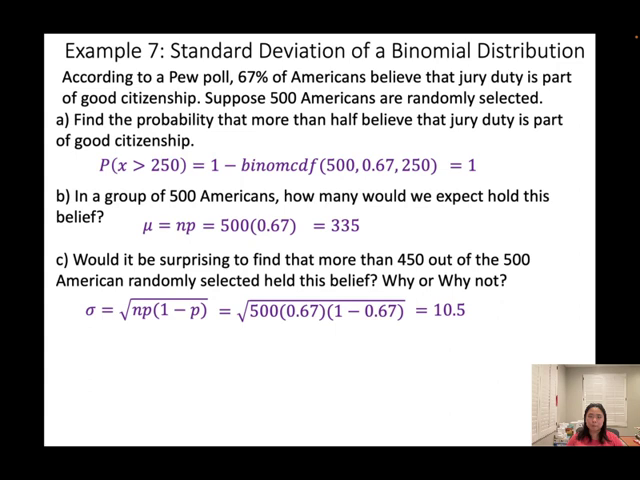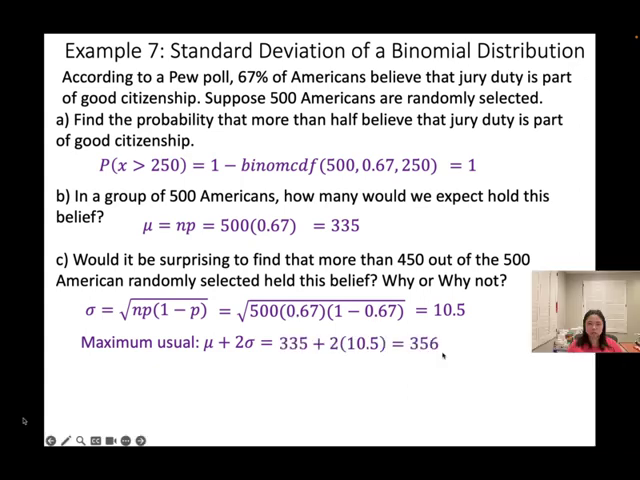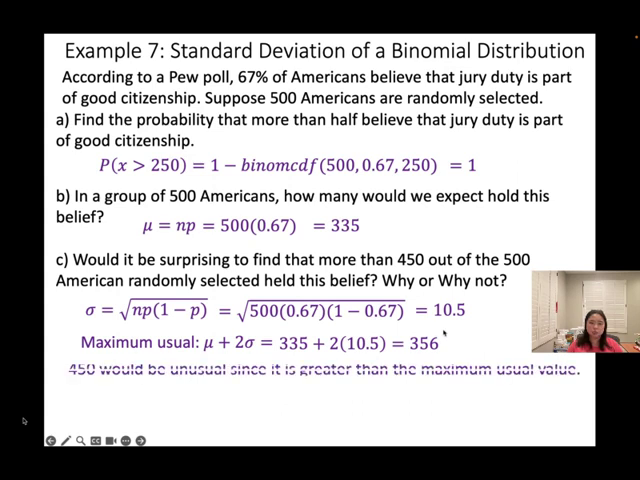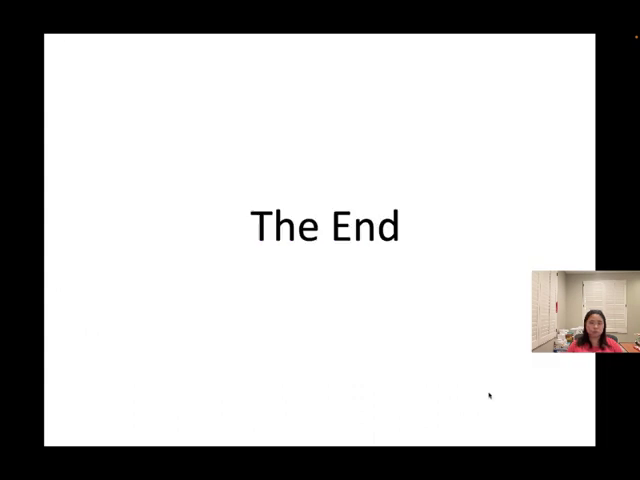Now we want to find the maximum usual because 450 is really, really close to 500. Maximum usual, mean plus 2 standard deviations. Plug it in, you get 356. So the maximum usual is 356. So 450 is greater than this. So we know 450 is unusual since it is greater than the maximum usual value. That's it.